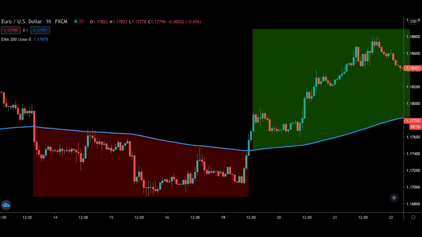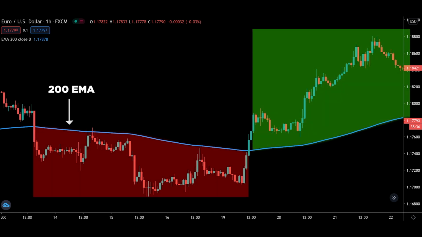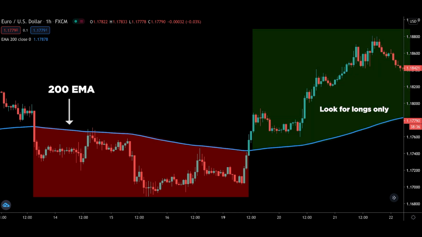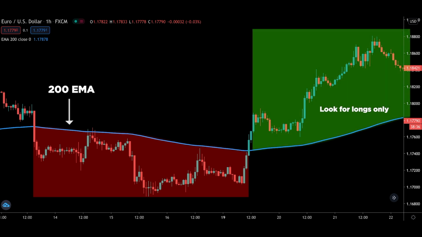The first step involves identifying the trend. You can easily do this by using the 200 exponential moving average and only take signals in the exponential moving average direction. If the price is above the moving average, you will only take long trades. And if the price is below the moving average, you will only take short trades.